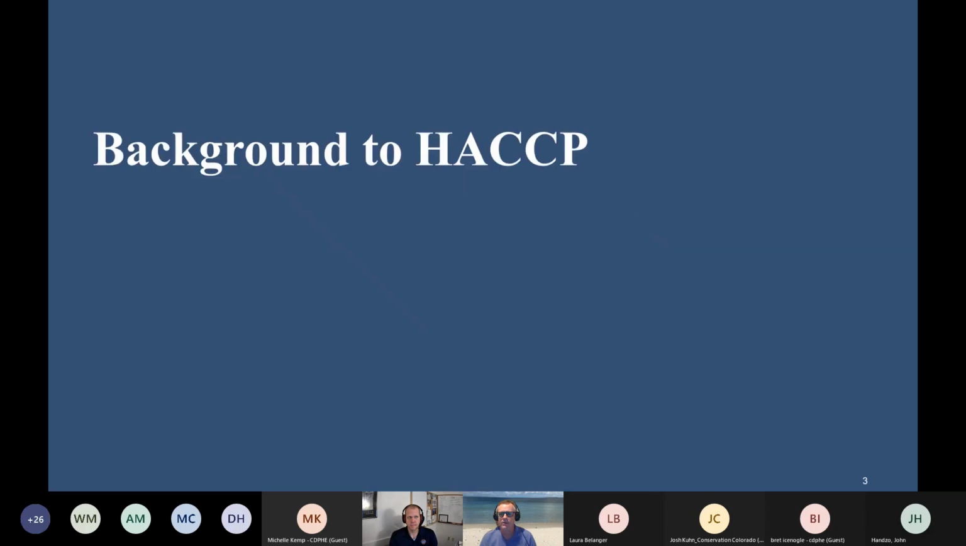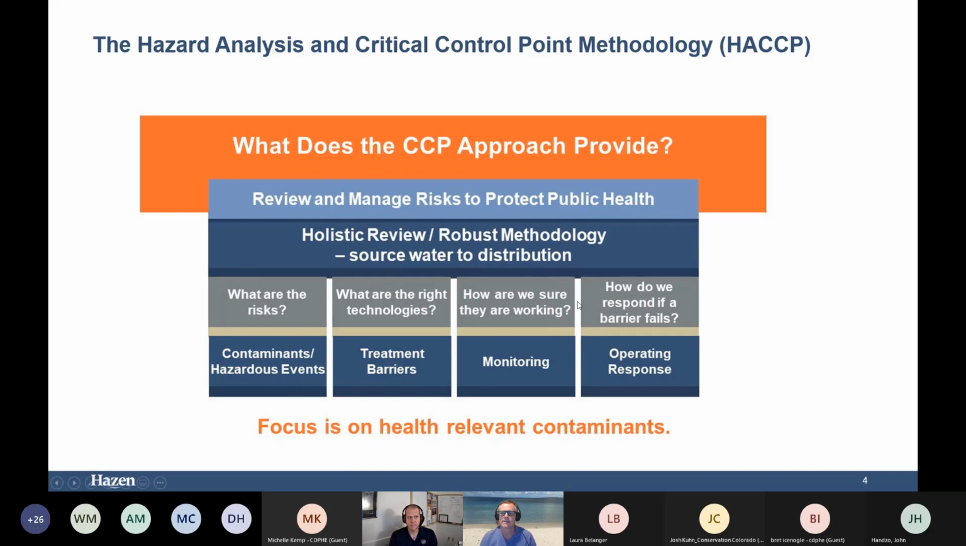In terms of background, in its essence, what HACCP does is it reviews and manages risks to protect public health through a treatment system, and it's very focused on the things that are of a concern to public health. And it's a holistic review that starts at source water and goes ultimately to distribution, the point at which the public would be using that water for drinking.